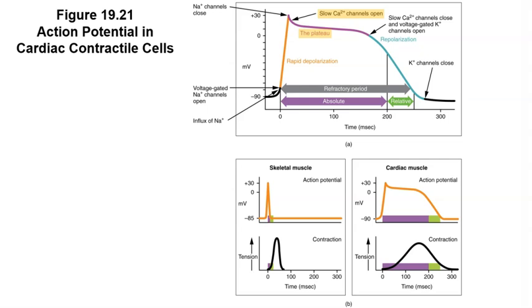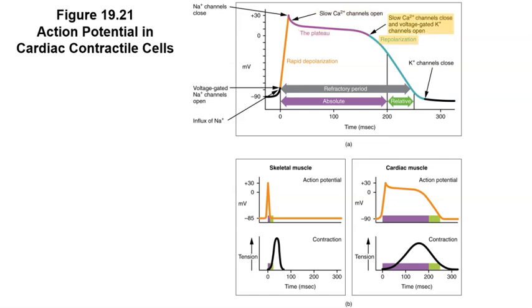Opening of calcium channels allows calcium to slowly trickle into the cell. Calcium, being positively charged, will prolong the depolarization, creating the plateau phase. And it is only during the depolarization and plateau phase that the cardiac muscle will contract and will continue contracting.